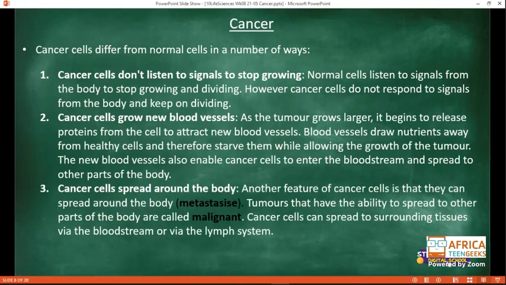So these cancer cells spread around the body. Another feature of cancer cells is that they can spread around the body, like we just mentioned.